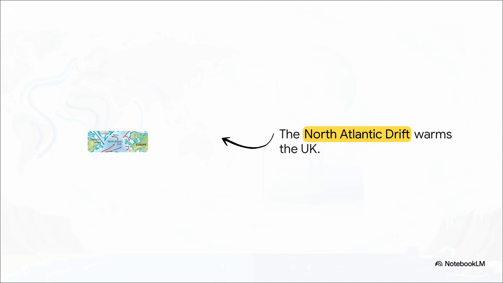But remember, it's not just the water, it's the wind too. The prevailing winds are onshore, meaning they blow from the ocean toward the land. As these winds travel over that warm ocean current, they act like a giant heater, blowing a massive amount of warmth directly onto the British shores.